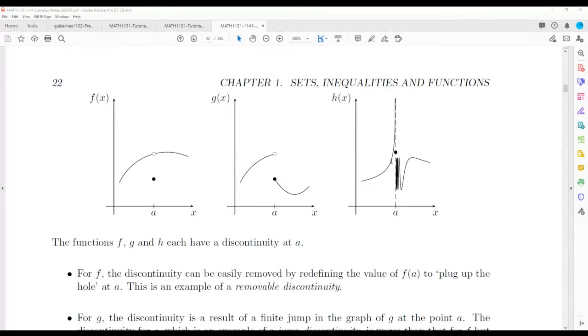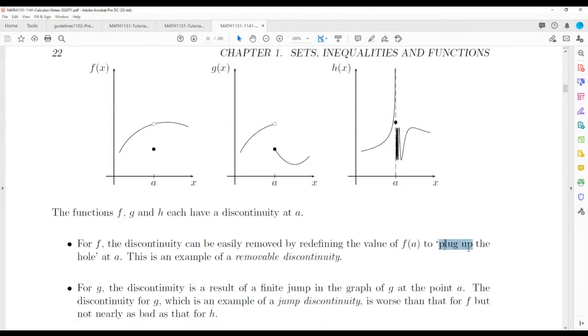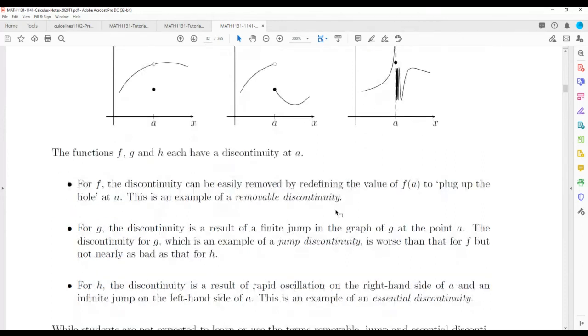Okay, so they all have jumps in their graphs. You can fill this hole easily, but you can't fill that one because the jump is such that you just can't do it. You can't connect it, and the same with this one. So this is what they mean when they say plug the hole at A. You can do it there, bloop, but you can't do it there, and you can't do it there.